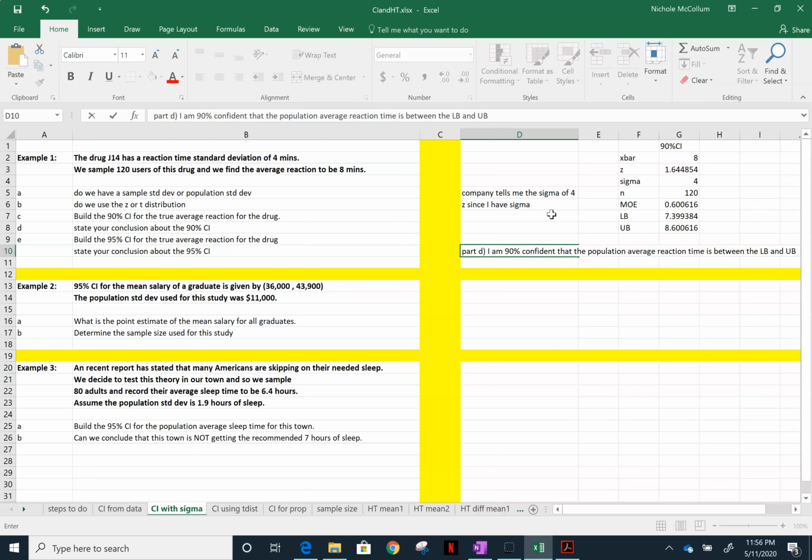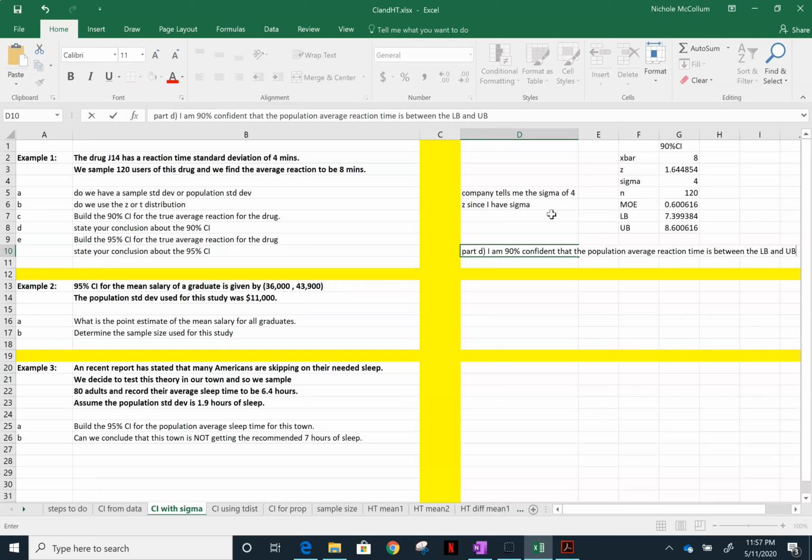I am 90% confident that the population average reaction time is between 7.4 minutes and 8.6 minutes. That's very important. So this is important for people putting directions on medicine, right? The average reaction time, or the average cure time, the average cooking time, the average storage time, whatever you're looking for. The average time is between 7.4 and 8.6 minutes.